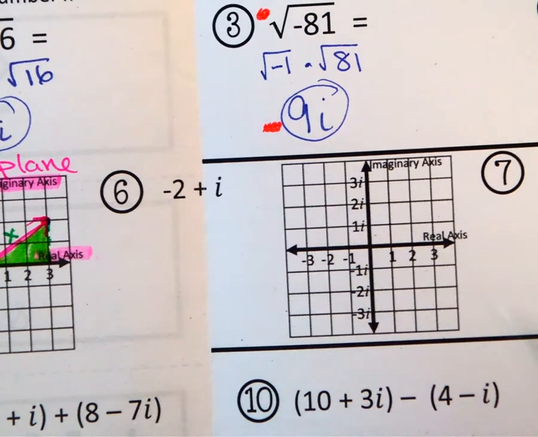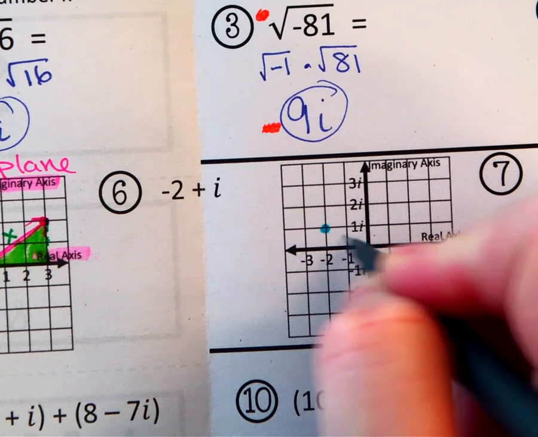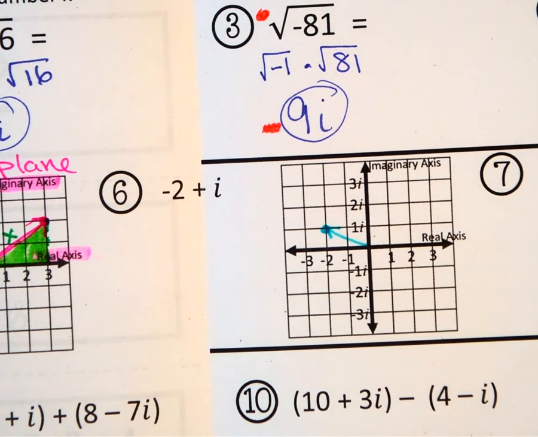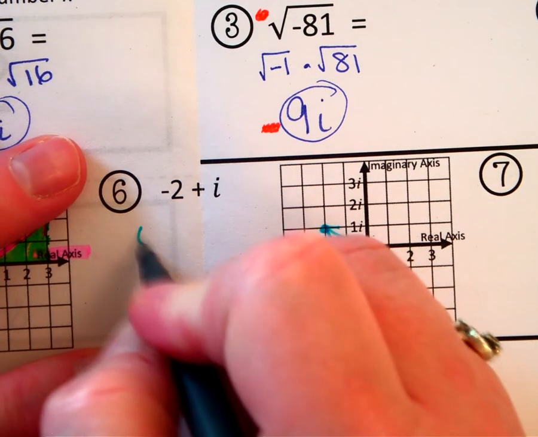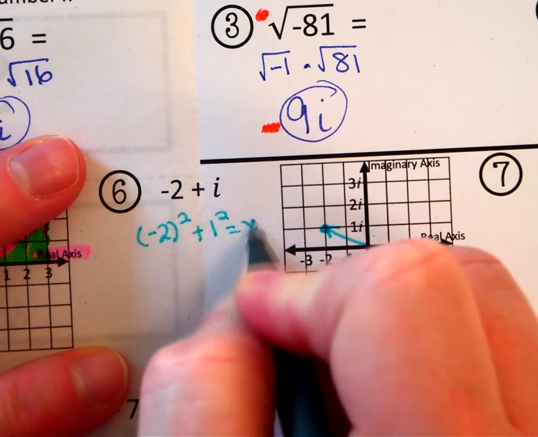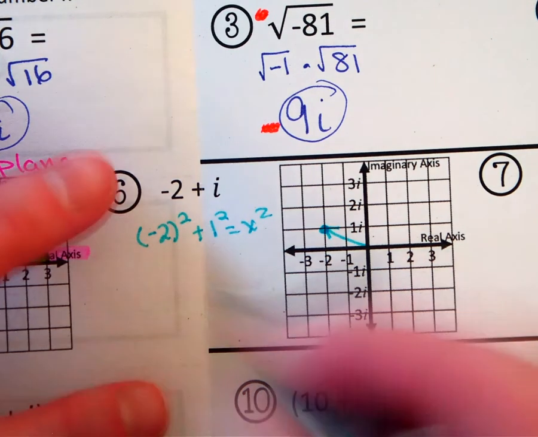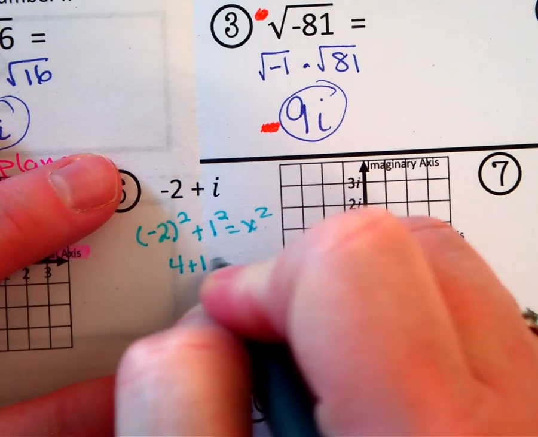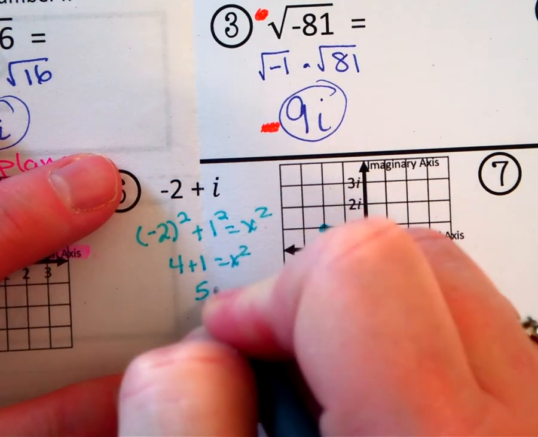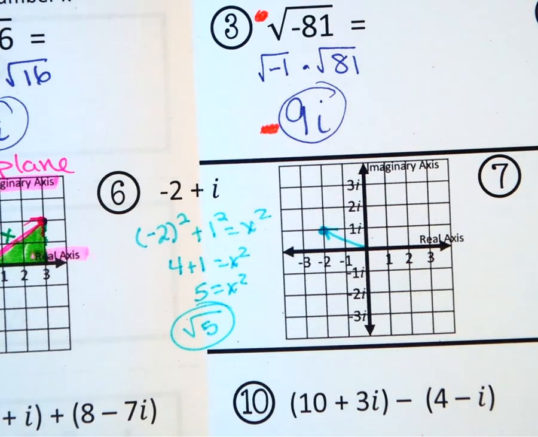Negative 2 plus i. So that means I'm going to go to the left 2, up 1. And there's the graph of my complex number. I'm going to calculate the magnitude. A squared plus b squared equals x squared. Again, only the coefficient on that i. The coefficient on this i is a 1. That's 4 plus 1, which will give me 5. And then I square root my 5. So my magnitude would be the square root of 5.